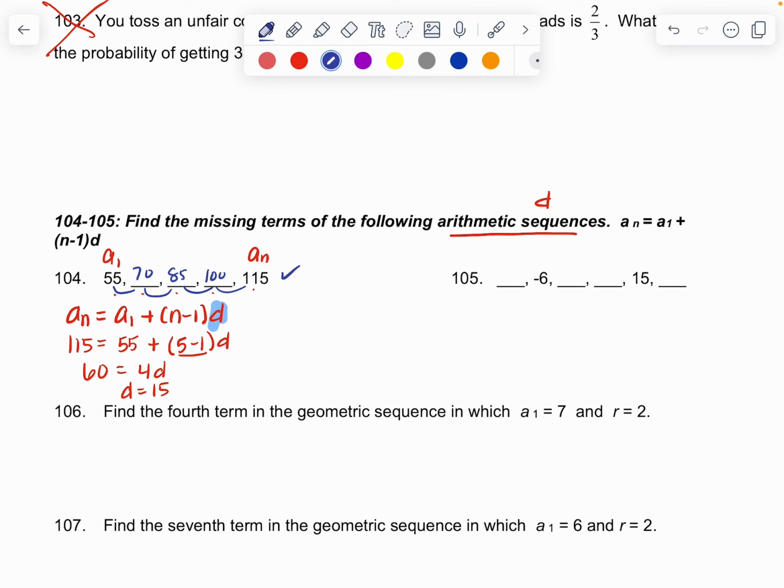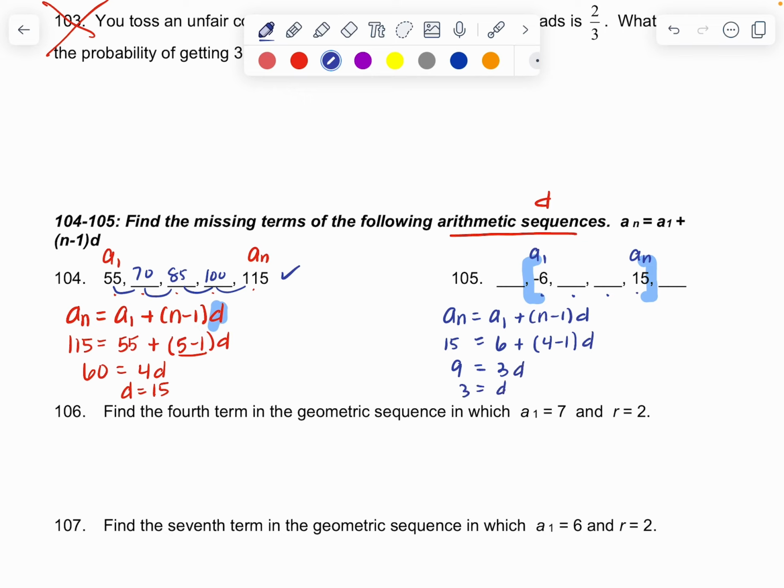Okay, now 105 is very similar, except I don't know the first term and the last term. So what I told you in class today was just to look at the sequence within the sequence. So look at just the -6 and the 15. Same idea. We're going to use a sub n equals a sub 1 plus n minus 1 times d. So the a sub n is your last term, so that's 15. Your a sub 1 is the first term, so that's 6, plus the number of terms in these little brackets, 1, 2, 3, 4, so 4 minus 1 times d. Then if I subtract 6, I'm going to get 9 equals 3d, which gives me that d equals 3.